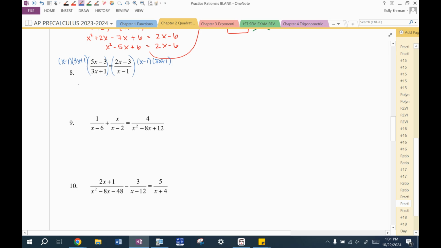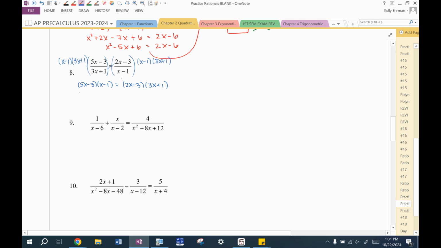So for this one, it's going to be 5x minus 3 times x minus 1. And on this side, the x minus 1's cancel. It'll be 2x minus 3 times 3x plus 1. So if you just said, oh, I would just cross multiply, it's literally the same exact thing. It's just a different way of saying that. All right, so now what do we need to do?